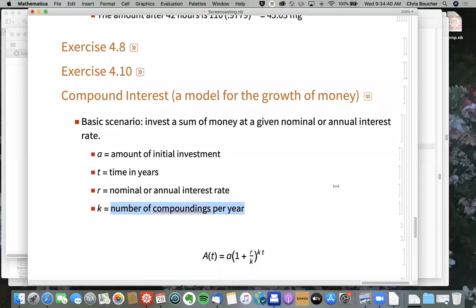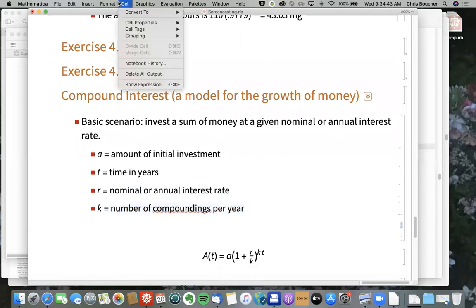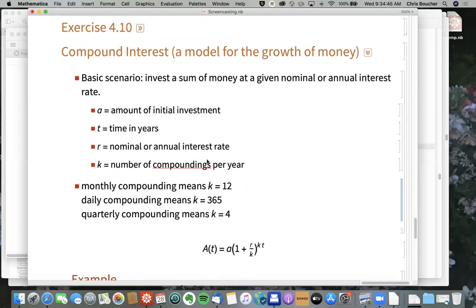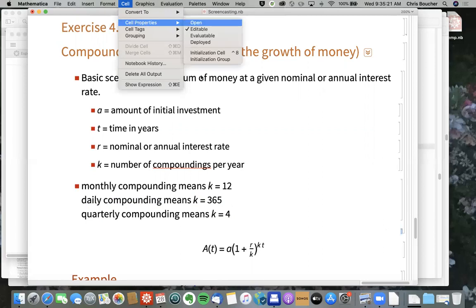Now, I'm not going to take the time to derive this formula. Let's see what's down here. Oh, yeah, a word about K. The first three are pretty straightforward. Number of compoundings per year, you'll often see this expressed as monthly compounding or daily compounding or quarterly compounding. It's worth noting how to translate this into K values. If you compound monthly, that's 12 times per year because there's 12 months in a year. If you compound daily, we'll ignore leap year and take K to be 365 days in the year. Quarterly, there's 4 quarters, so K equals 4.